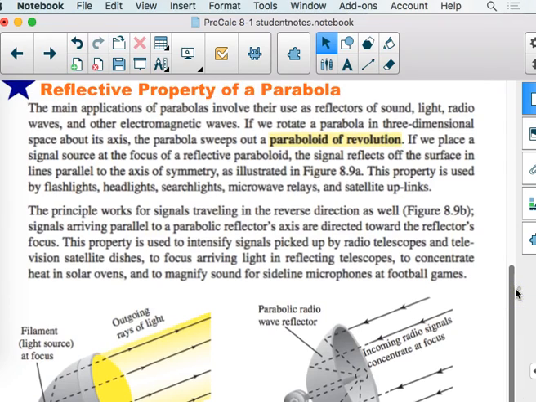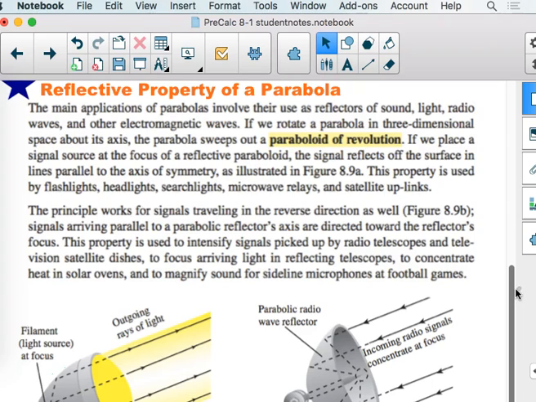This is explaining that a lot of things that we see in life are parabolic and why they're parabolic. So the main applications of parabolas involve their use as reflections of sound, light, radio waves, and other electromagnetic waves. You think about spy shows, and it truly is something they do. They use little dishes that are hypersensitive to sound, and they'll point them at a building, and it focuses in the sound so they can hear what people are saying inside a closed building. And that's something they actually do.